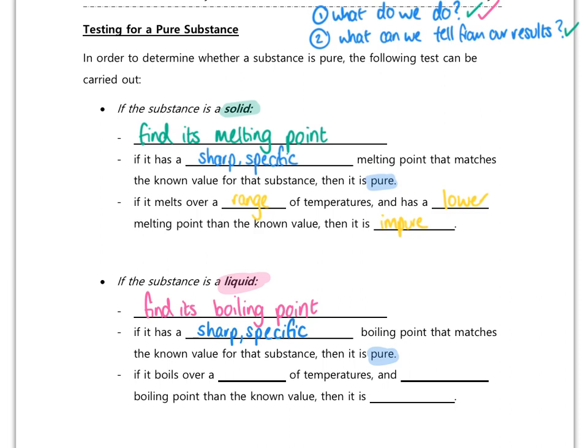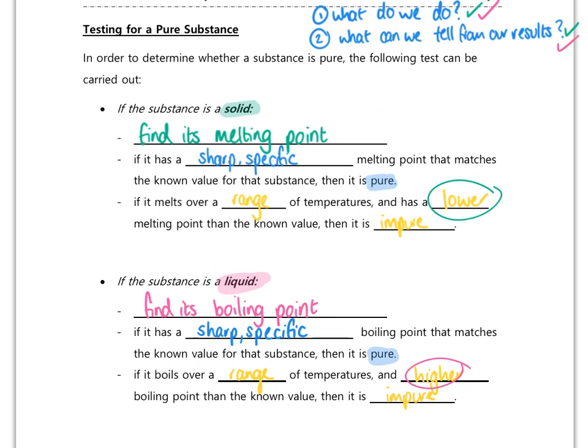However, if it boils over a range of temperatures and has a higher boiling point than the known value, then it is impure. So you've got to be careful with that one. Remember, with melting point, it has a lower than expected value. With boiling point, it has a higher than expected boiling point. So again, you can see we've discussed what we can tell from our results.